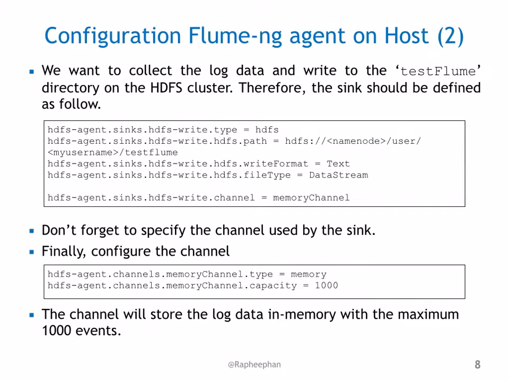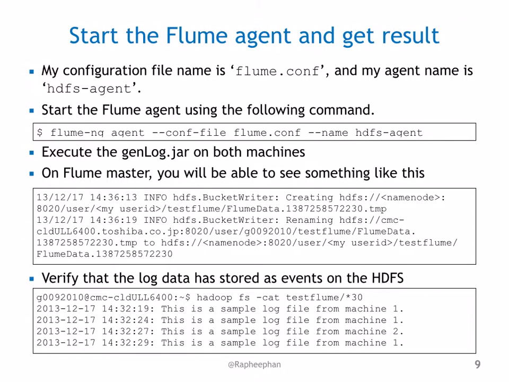The type of sink is set to HDFS. For this example, text format output will be stored in the defined HDFS path over here. The sink will use the memory channel also. Finally, I configure the memory channel to store data in memory with a maximum of 1000 events. Before starting the Flume agent service, you have to make sure that you have set Flume home in the bash profile already.